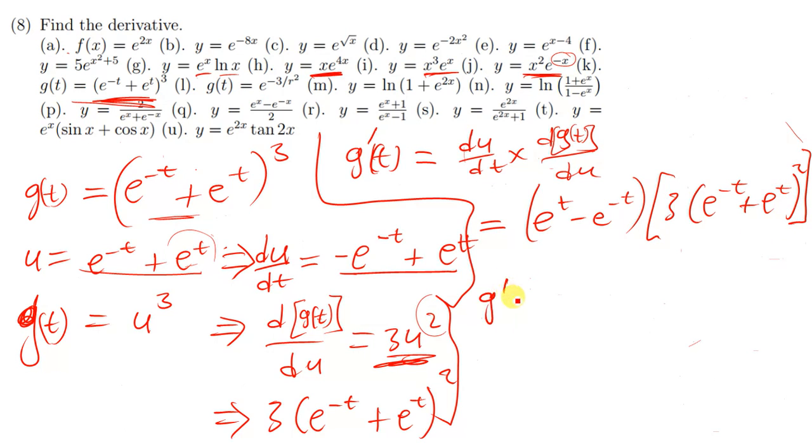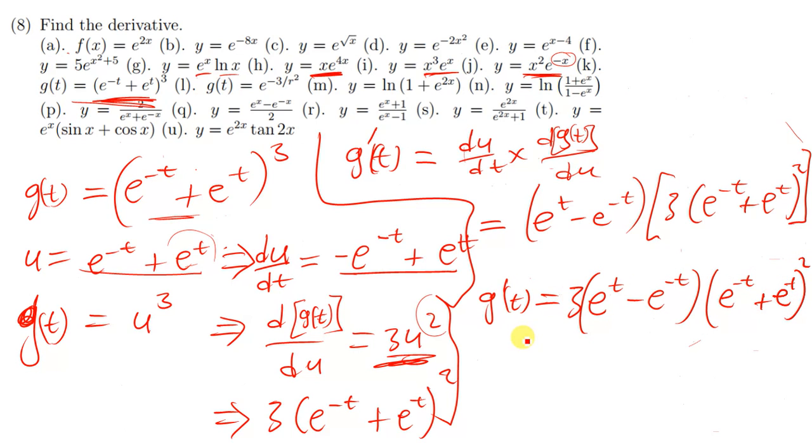So our g prime of t will therefore be equal to 3 times e to the power t minus e to the power negative t in brackets, then times e to the power negative t plus e to the power t, squared. So this is what you get as your solution.